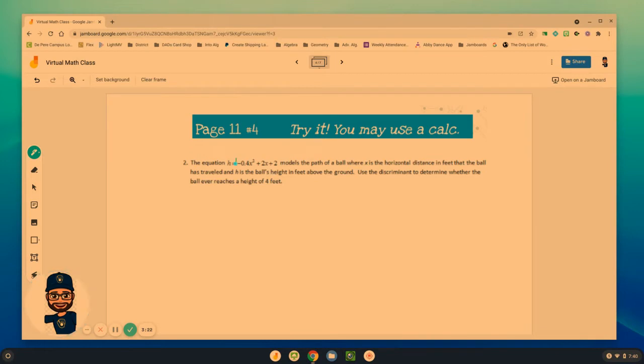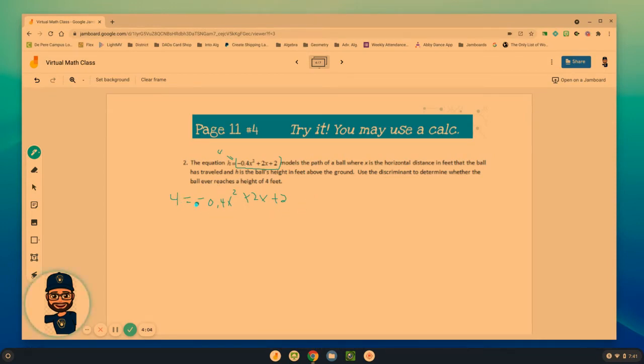So we want to know, does this equation ever equal 4? And so I'm going to set that entire piece of information, the equation for the path of the ball, equal to 4. And now we want to know if this ever reaches a height of 4, meaning all we've got to do is use the discriminant to figure out if it does. Because if it has 2 real solutions, it's definitely going to reach that height of 4, because we've set the equation equal to 4.